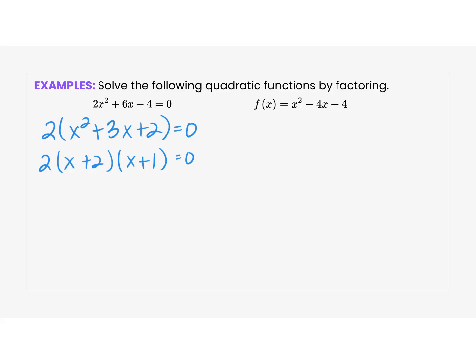So now when I go to set these to solve, I can kind of just forget that the 2 is there. It's not going to affect my solutions at all. So I'm just going to set my factors equal to 0. If there was an x out front, it would change that. But because it's just a constant, we don't have to think about it. So x plus 2 equals 0, x plus 1 equals 0. So x equals negative 2, and x equals negative 1.